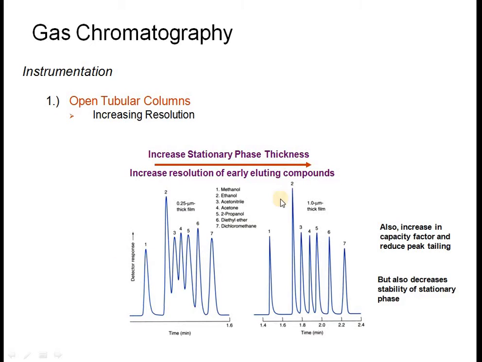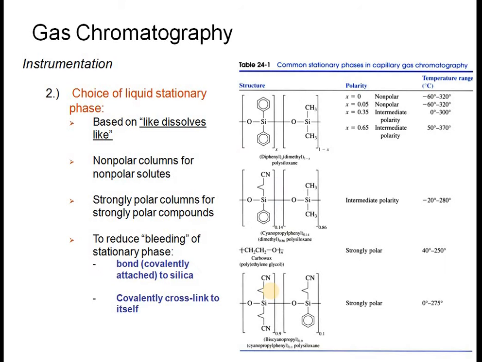Increase stationary phase thickness. Increasing the stationary phase thickness increases resolution of early eluting compounds. This is the signal of the compounds which is detected on the detector. It also increases the capacity factor and reduces peak tailing, but also decreases the stability of the stationary phase.